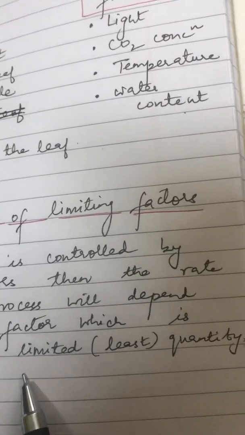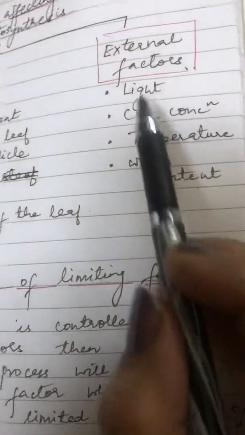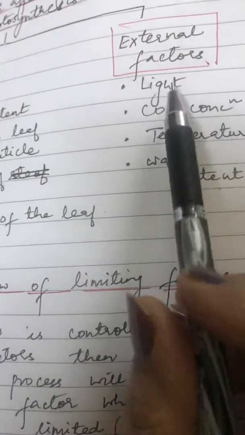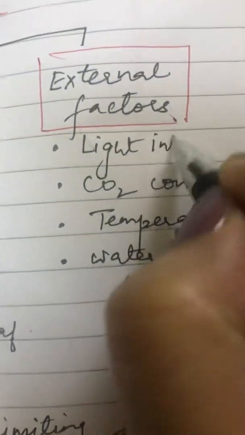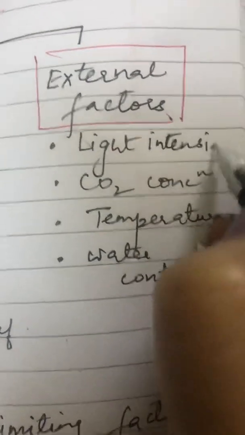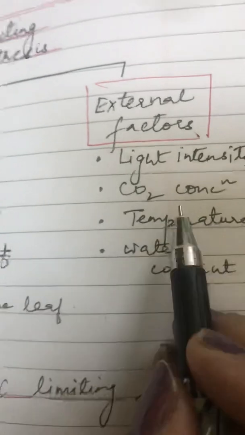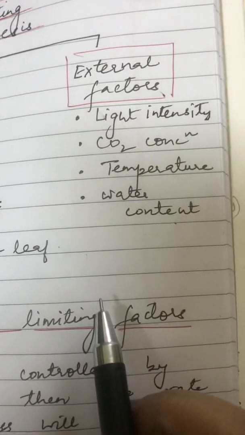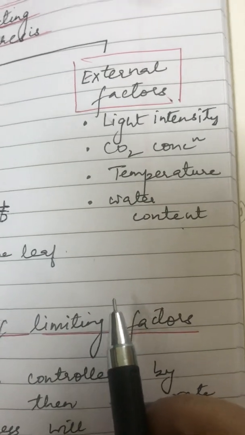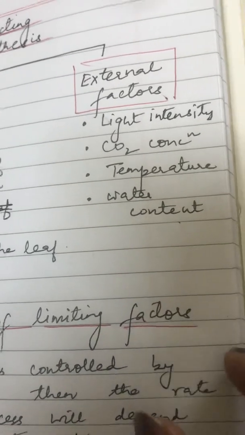Let's take an example to understand this. Let's take an example of light. So the first factor basically is what? Light intensity. So when we increase the intensity of light, the rate of photosynthesis increases. But it will increase only for some time and then it will become stable.